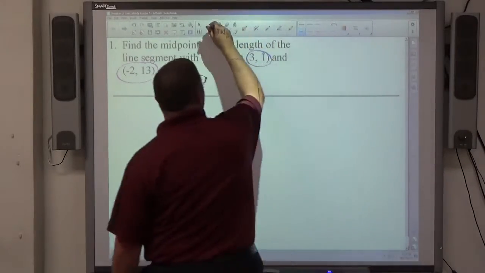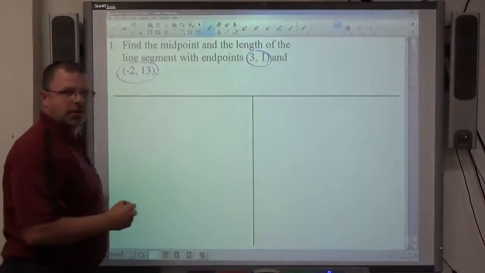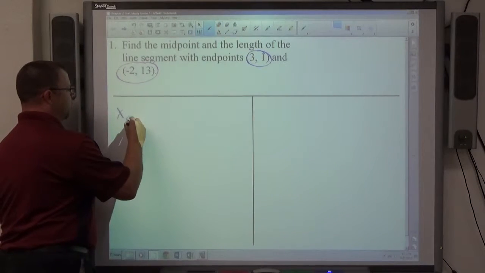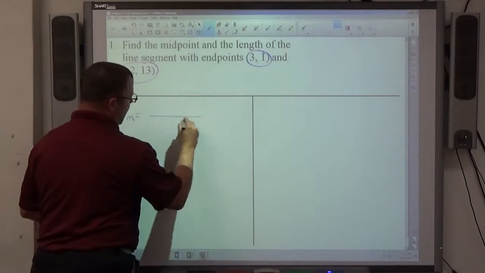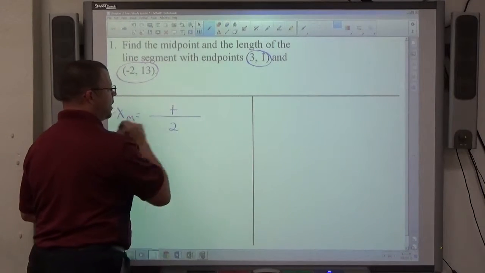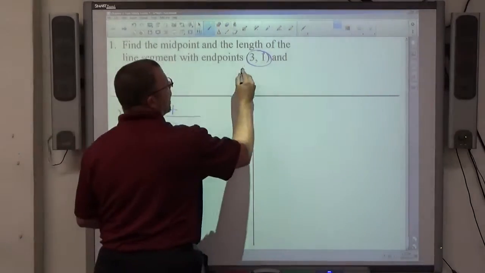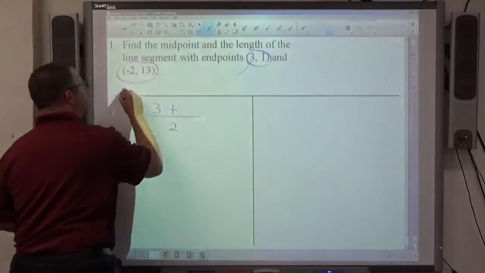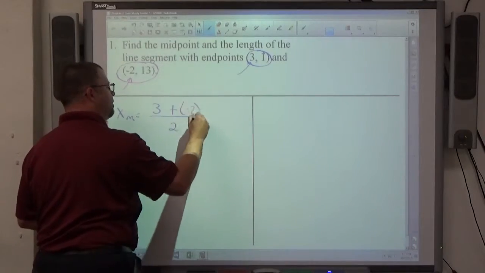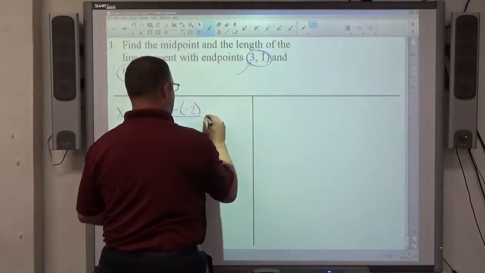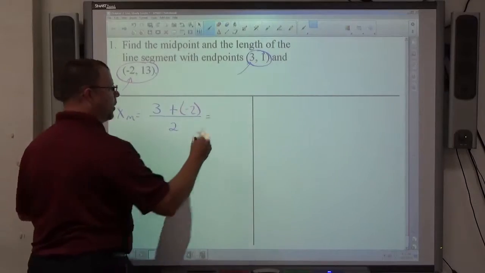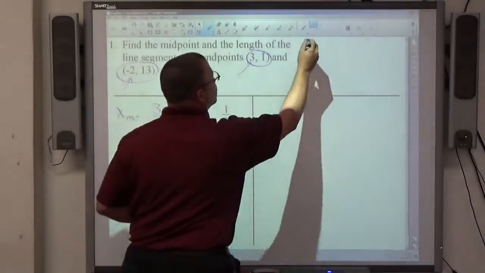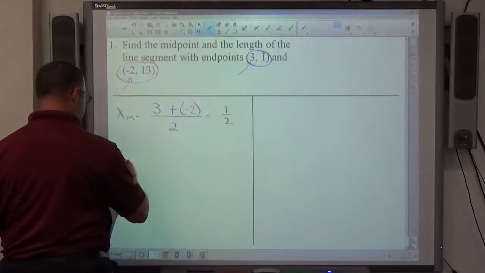The midpoint formula requires us to average the x-coordinates and average the y-coordinates. So if I'm looking for the x-coordinate of the midpoint, I'm just going to have it divided by 2, and I'm adding two numbers. The two numbers I'm going to add are the x-coordinate from the first point and the x-coordinate from the second point. If I add them up and divide by 2, 3 plus negative 2 is 1, so the x-coordinate of my midpoint is 1/2.